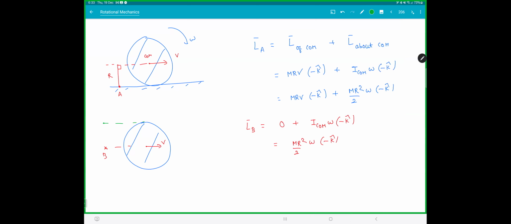Similarly, if you stand at C, drop the perpendicular, this will be the perpendicular distance. So angular momentum about C will be m r v, direction becomes plus k cap, plus this would be m r squared by 2 omega k cap. There. So if you see in C, actually both the components subtract. In B, there is no translation component. In A, both the components add up. Please check. Ask me if you're confused. This is how you calculate for a rolling body.